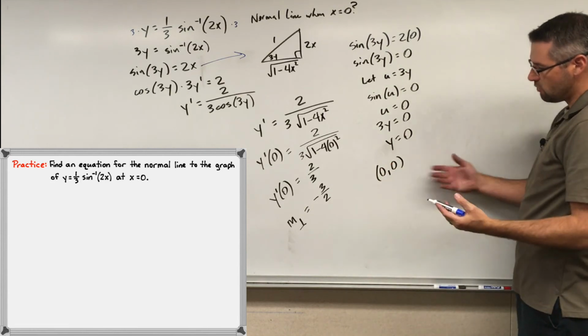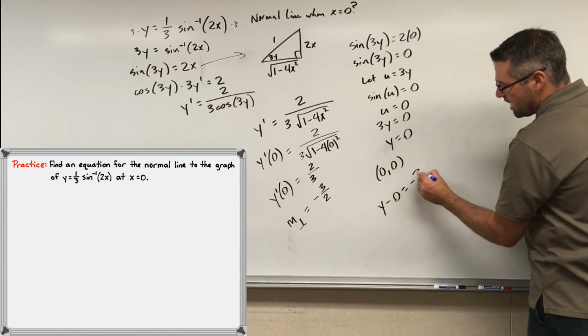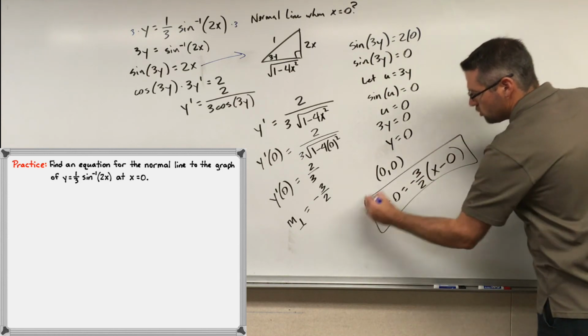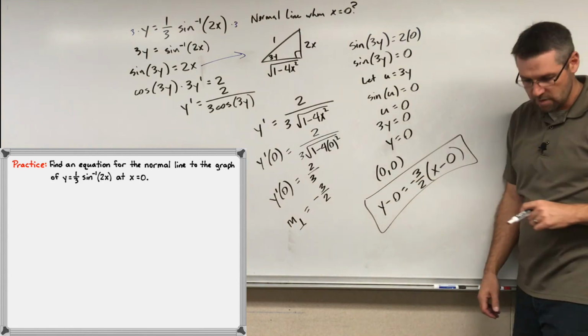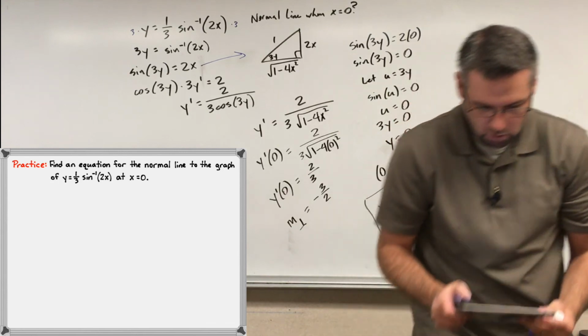And then from there, I'm going to create my normal line. So it would be y minus 0 equals negative 3 over 2 times x minus 0. That is the equation of the normal line. All right, let's double check to make sure that is all correct before we wrap it up here.